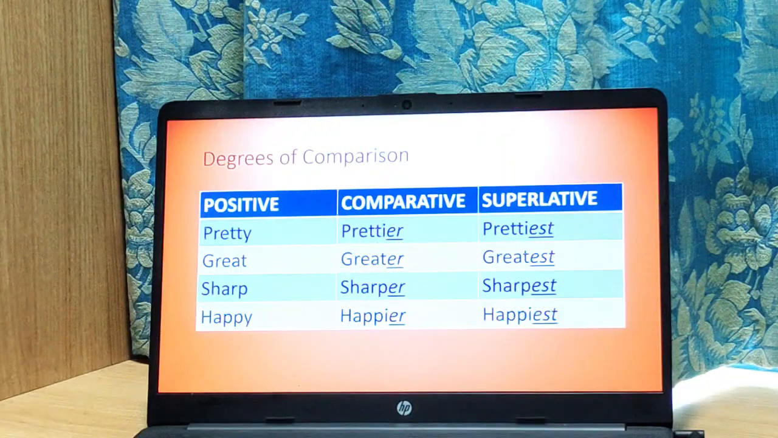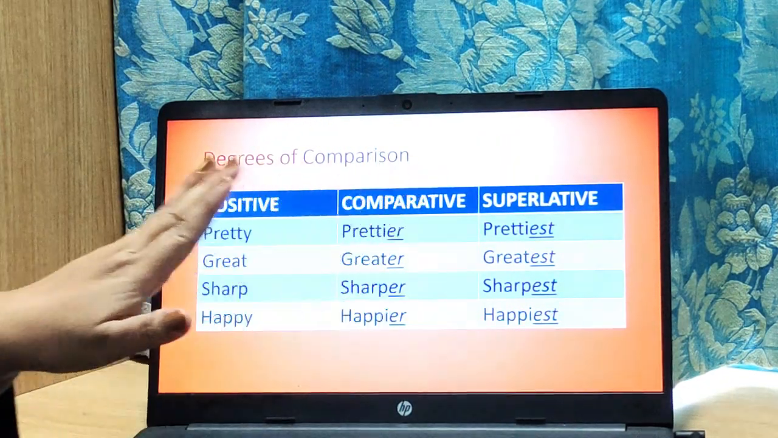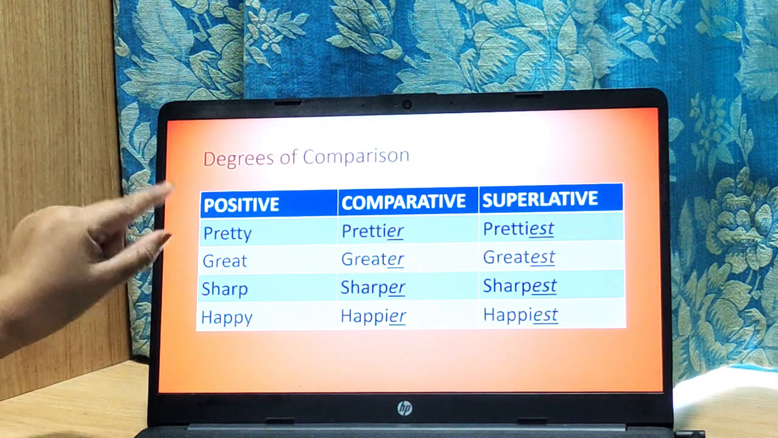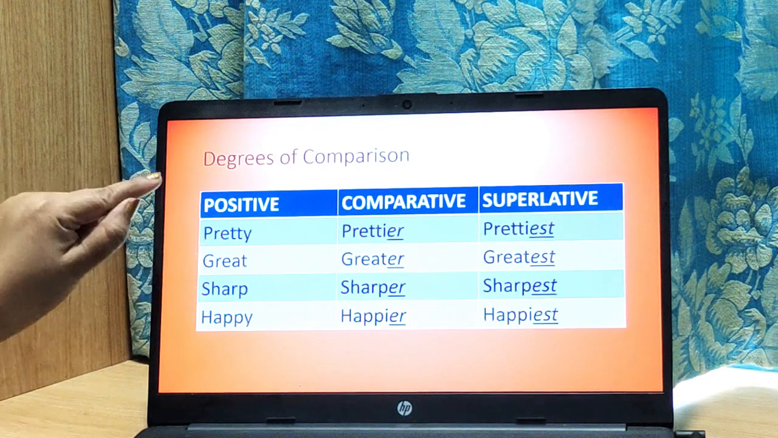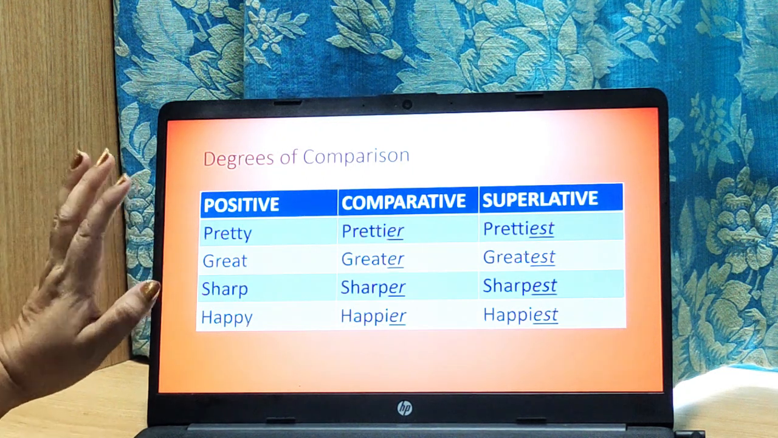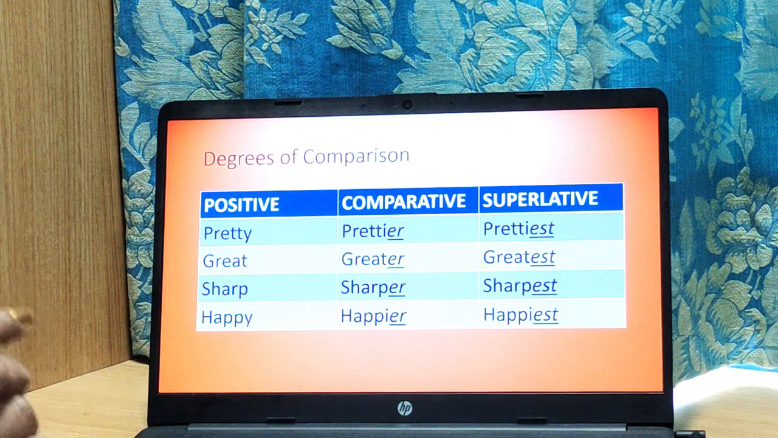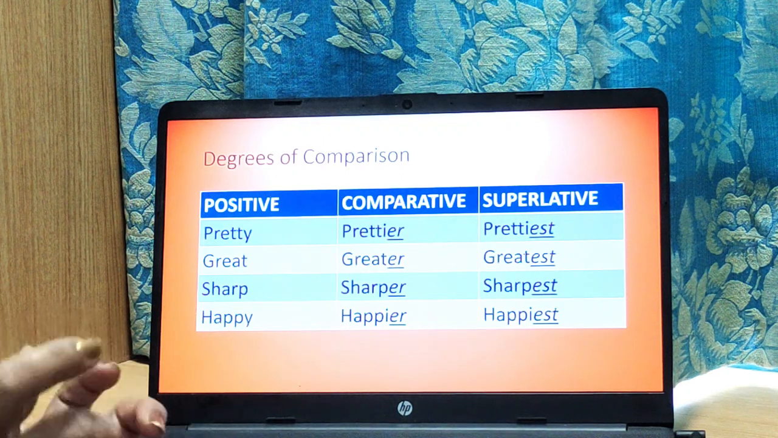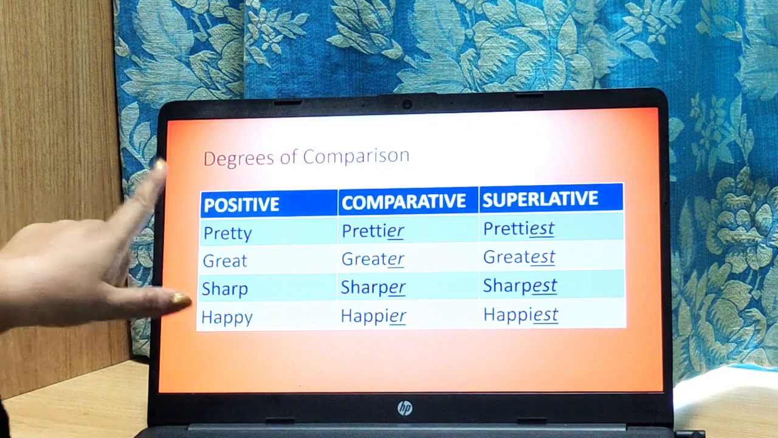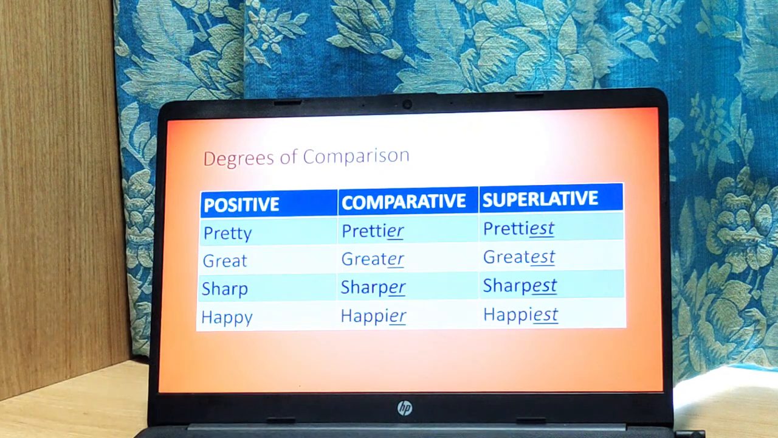So let us look at this particular chart now. Now we are trying to give names to the degrees of comparison. We are trying to focus on the base form of the adjective, say for instance the word pretty. It is the base form. That is, we have not added anything, any small endings, affixes or prefixes. Prefix or suffix, together they are known as affixes. We haven't added anything to them. And that is known as the positive or the base degree.